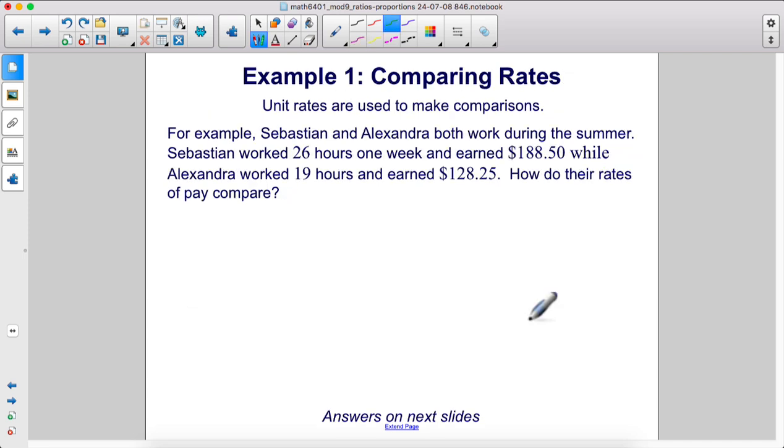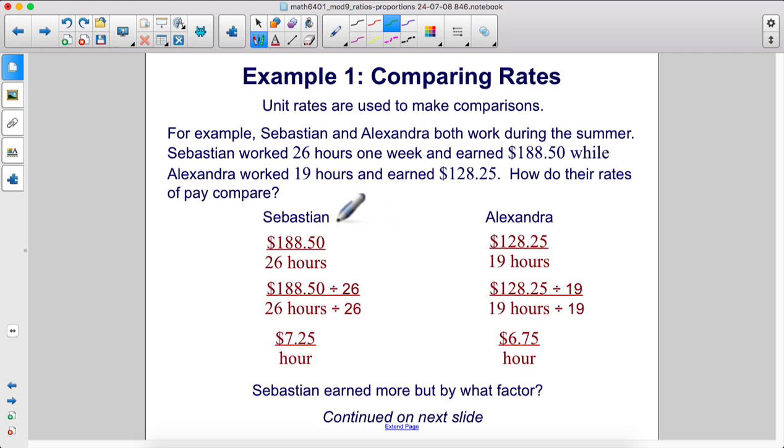Unit rates are used to make comparisons. For example, Sebastian and Alexandra both worked during the summer. Sebastian worked 26 hours one week and earned $188.50, while Alexandra worked 19 hours and earned $128.25. How do their rates of pay compare? Okay, so we need to figure out Sebastian's pay per hour.